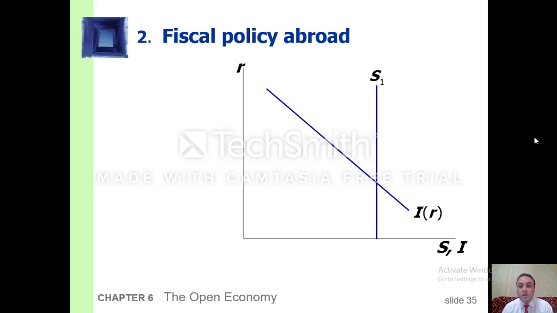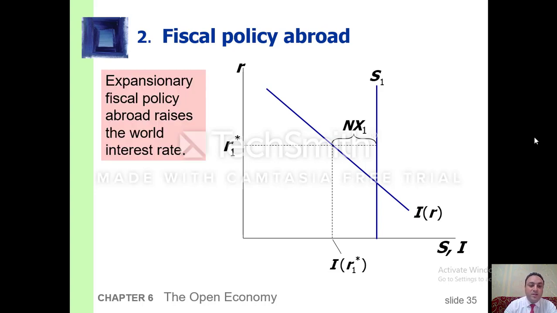What about the fiscal policy abroad? How can the fiscal policy abroad in the other foreign countries and the world economy affect the trade balance and the net capital flow? As we can see here, again, in our graph of the supply curve and demand curve for saving and investment, we have also this exogenous variable, the world interest rate, that determines the amount of the investment. And the difference between saving and investment is the net capital flow or the net exports.